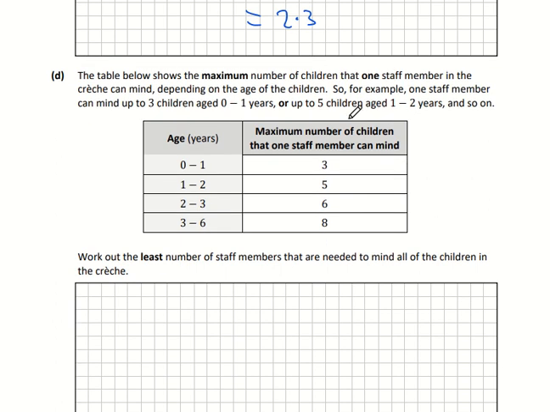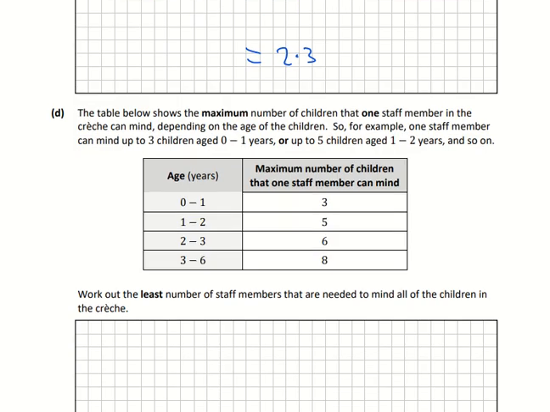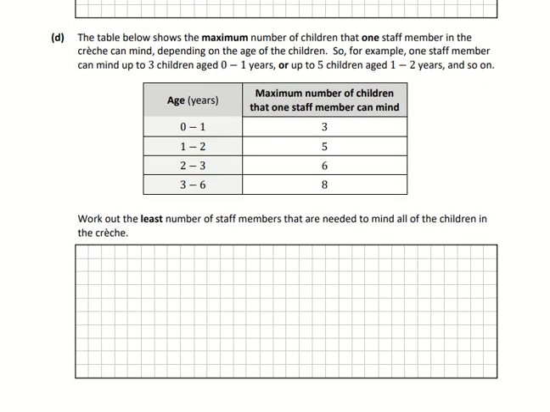And so for part D then, it tells us the maximum number of children that one staff member can mind. So one staff member could mind 3 children that are between 0 and 1. And one staff member could mind 5 that are between 1 and 2. So if you look back up here, there's 6 kids between 0 and 1. Therefore, one staff member could mind 3 of them. So because there's 6, we'd need 2 staff members for just 0 to 1.